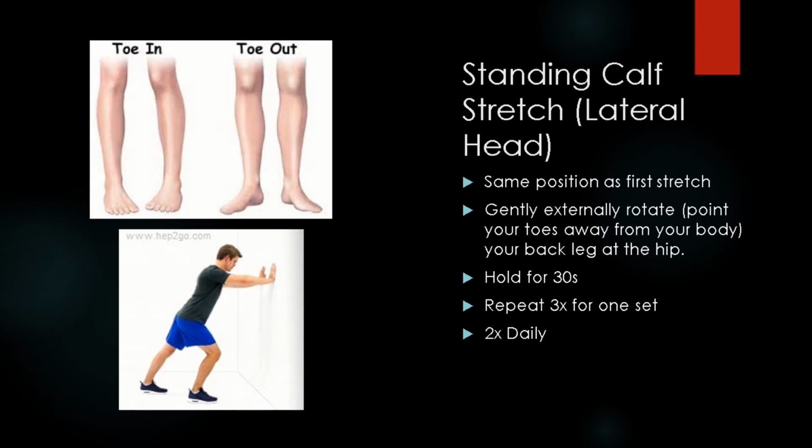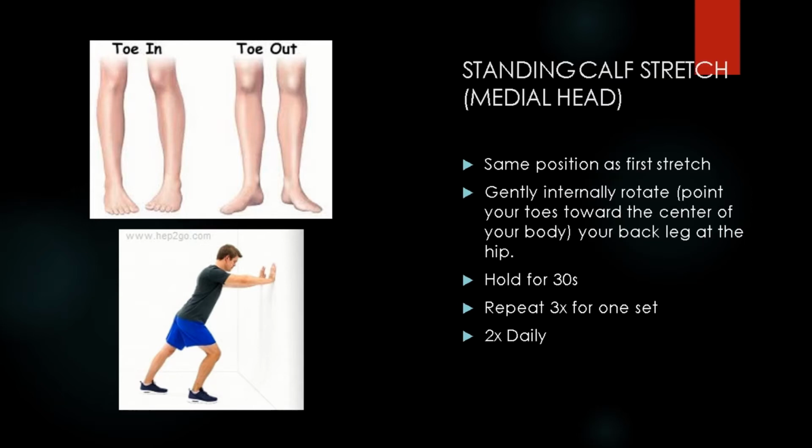We'll take that position and apply it to the back leg. We externally rotate our foot outwards so the back foot toes are pointing away from the center of the body. You hold this position for 30 seconds, repeat it 3 times for 1 set, and you do this twice daily.